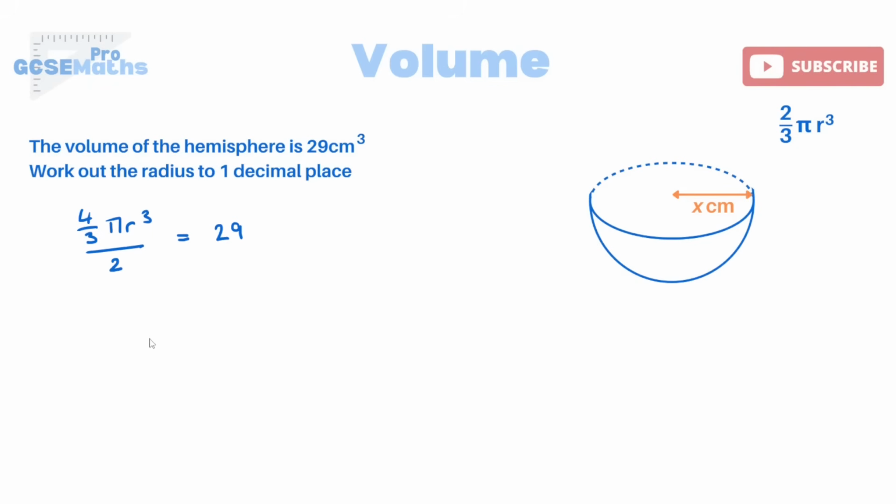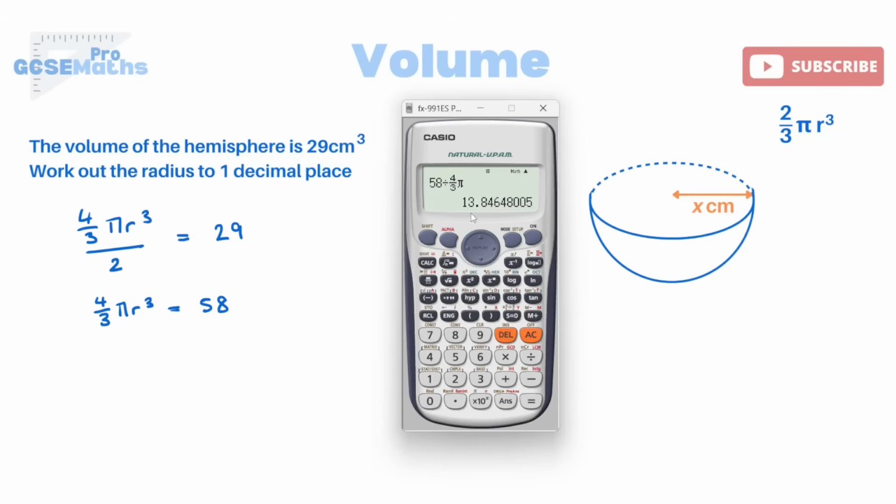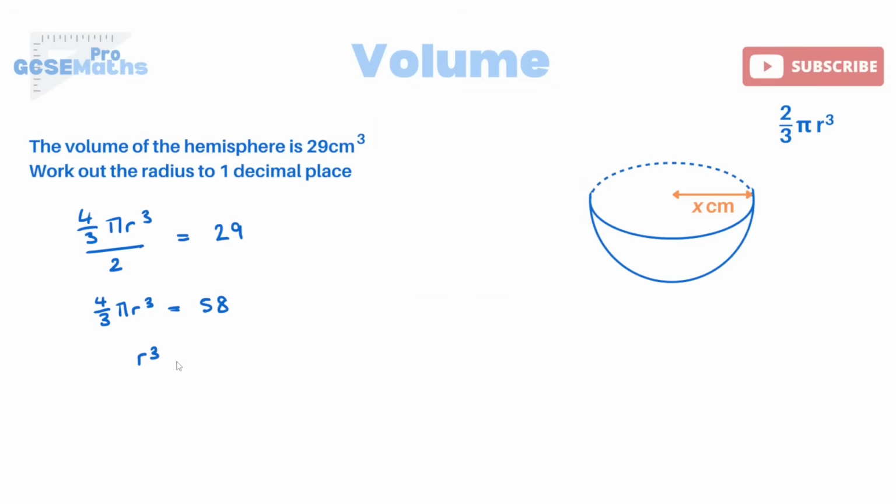So I'm going to show you this one because it's a bit more complicated to rearrange. You could obviously simplify the 4/3 and the 2 to make 2/3 if that made sense to you, but I think I'm just going to straightforward get rid of the 2 by multiplying it across. So I'm left with then the whole sphere. That would be 58. And then from there, I'm pretty much doing exactly what I did in the previous question. Divide straight across by 4/3 pi. That gives me 13.846... and that's for the radius cubed.